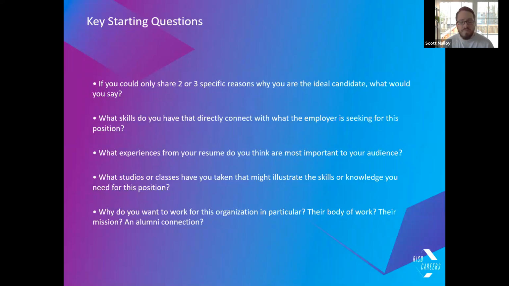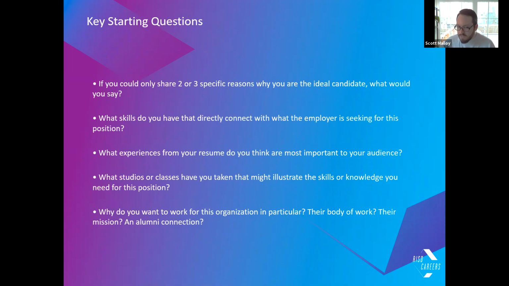What skills do you have that directly connect with what that employer is seeking? Again, matching your skills to the skills they're asking for in an intern or job posting. Similar idea, but with experience: what experiences from your resume are most important to your audience and match up with what they're asking for? What studios or classes have you taken that might illustrate the skills or knowledge you need for the position? That might be a particularly helpful approach. If you don't have a lot of past internship or working experience, you can focus on highlighting studios or classes, similar to what we were talking about with the resume.